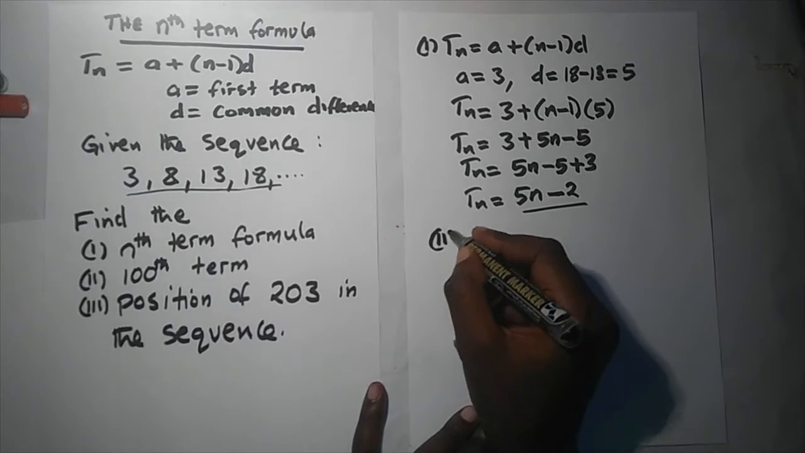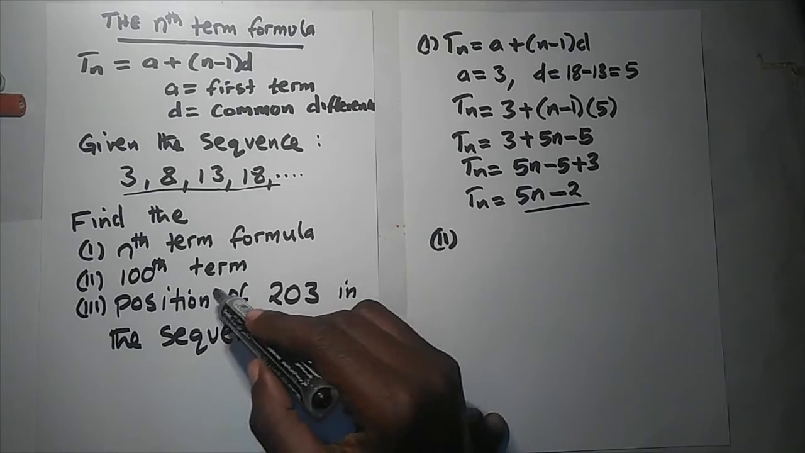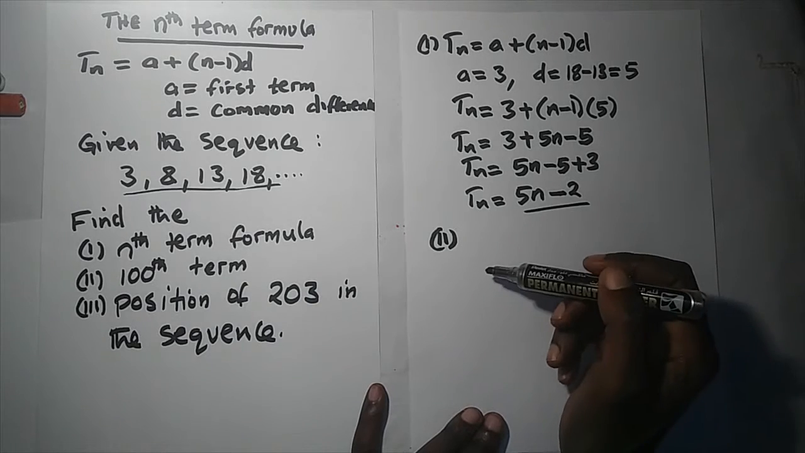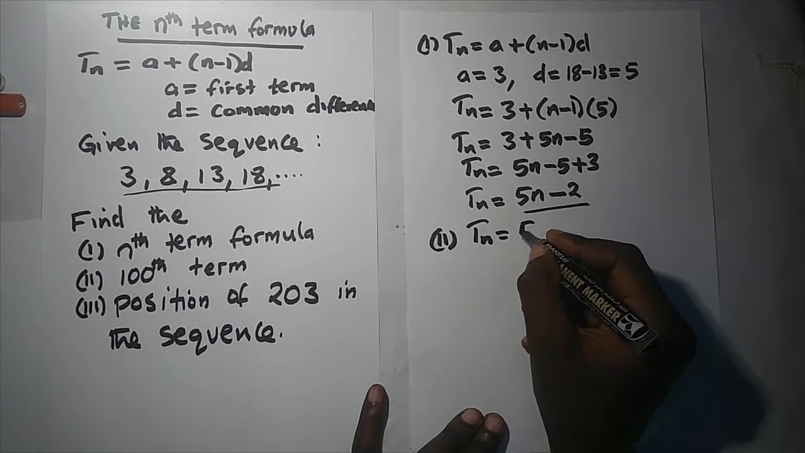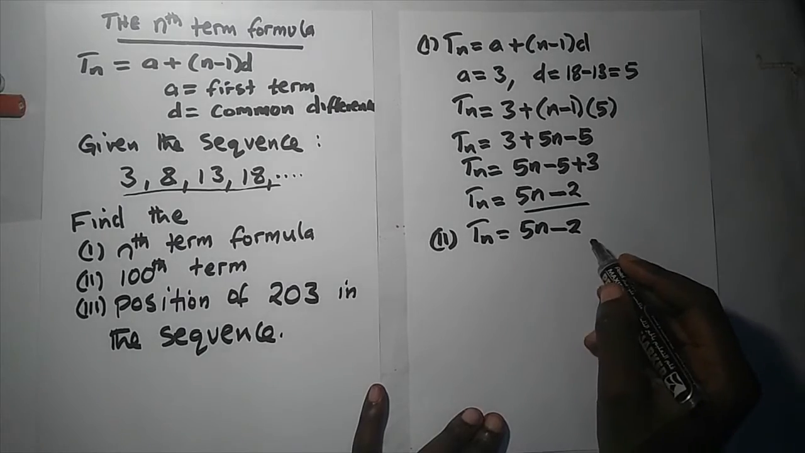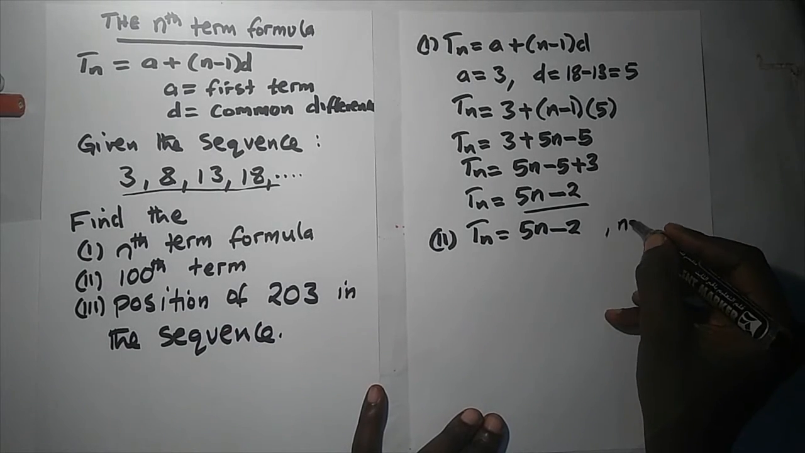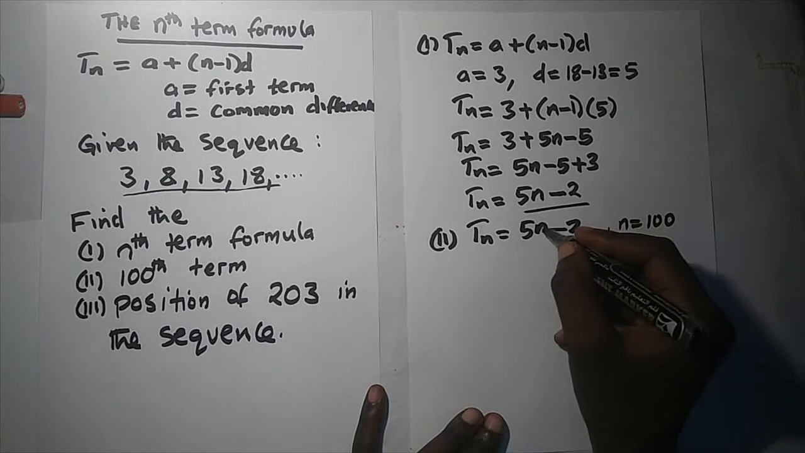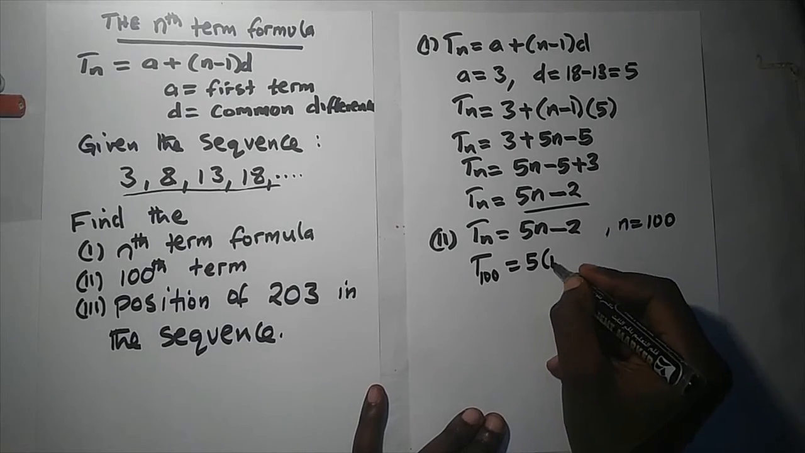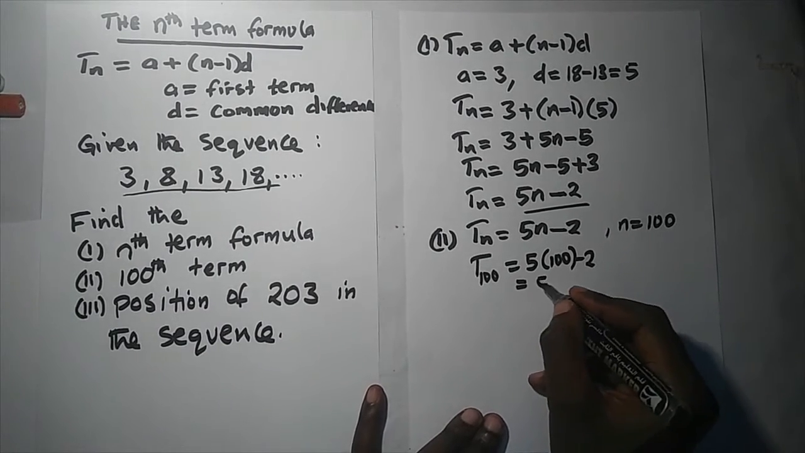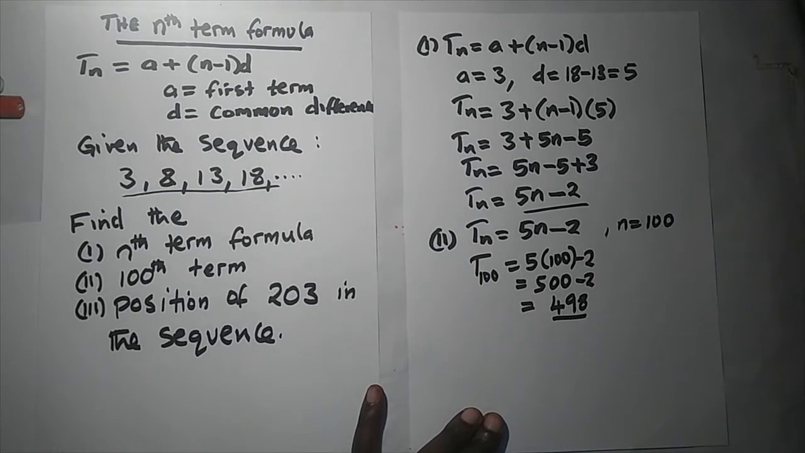The second question is asking us to find the 100th term. Instead of adding the common difference to the terms that we have here, we can just substitute in the formula. So our nth term formula is Tn = 5n - 2. This formula is used to find the terms in the sequence. Since we are finding the 100th term, our n should be equal to 100. So we substitute 100 where there's n: T100 = 5 times 100 minus 2, which gives us 500 minus 2, which is 498. And so this is our 100th term.